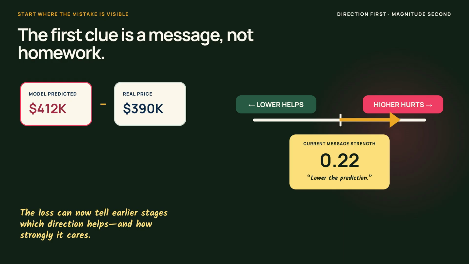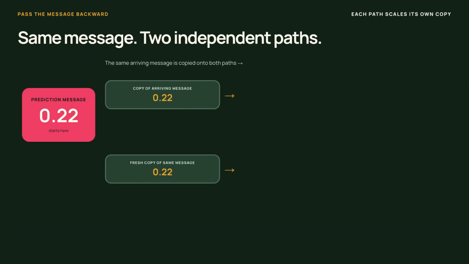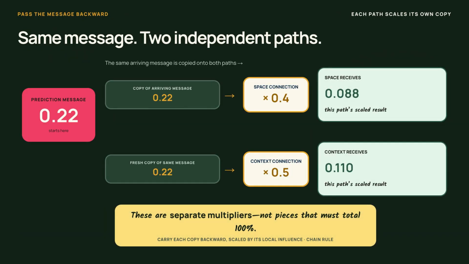Don't treat 0.22 as a number to memorize. Treat it as a message. Lower the prediction, and this is how strongly the loss currently cares. Now we need to pass that message to the earlier parts of the model. Picture the 0.22 message copied onto two independent paths. It is not a fixed pile being divided up. The space score does not control the whole prediction. Its current multiplier is 0.4, so only 40% of a tiny space change reaches the prediction. On the space path, multiply that copy by 0.4. The result is 0.088 for the space score.